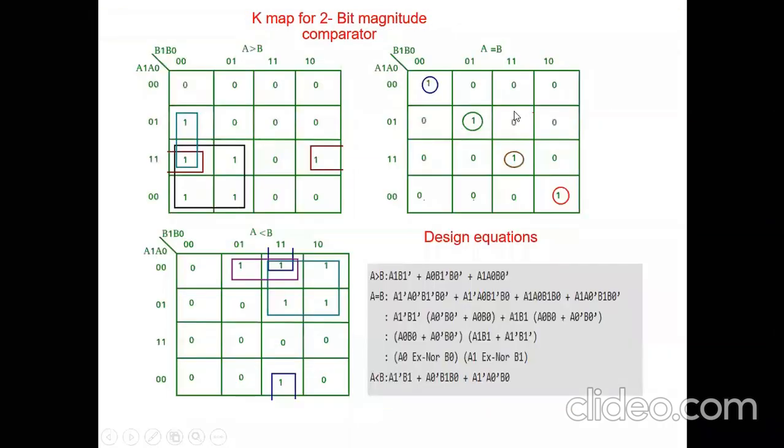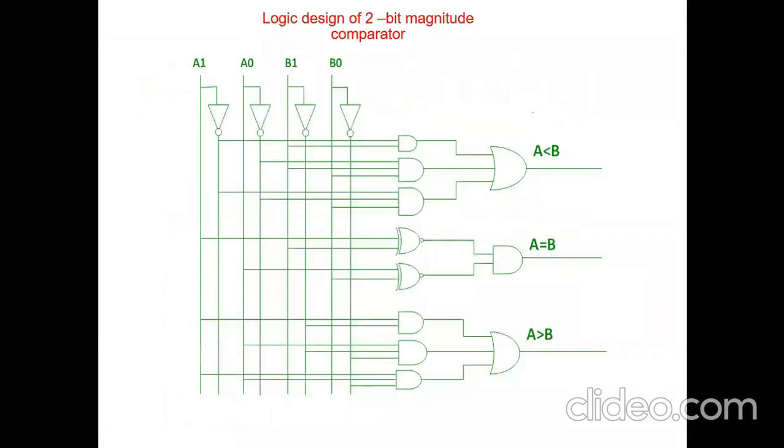See here. So I have 4 inputs. I drew the K-map for A greater than B, A equal to B, A less than B. We know the min terms from the truth table. Take the min terms alone, then do the K-map from this. This is your designed equation. For this designed equation, as usual, we should draw the logic diagram for A less than B, A equal to B, then A greater than B. The same way we can design for 3-bit magnitude comparator, 4-bit magnitude comparator, and so on.